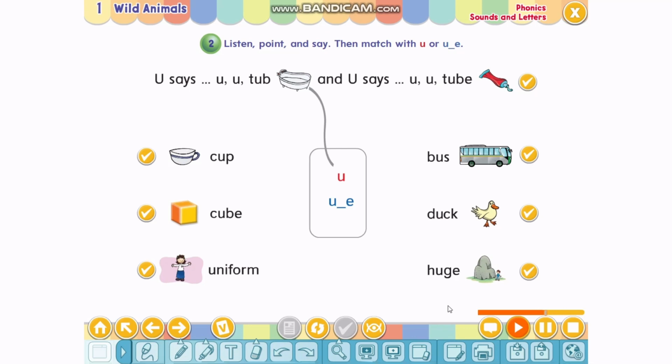Now listen and match. Cup, cup. Cube. Uniform. Bus. Duck. Huge. Good. Let's do it again and check.